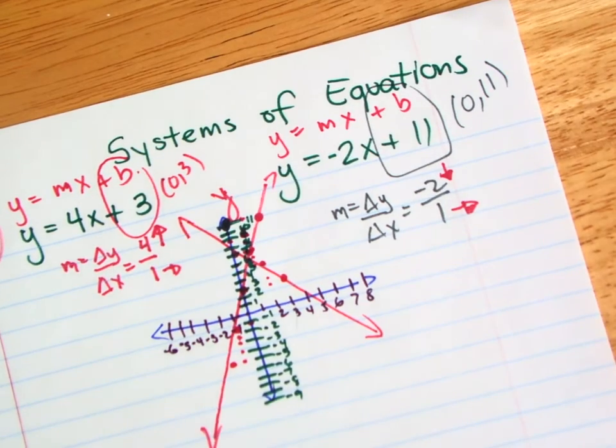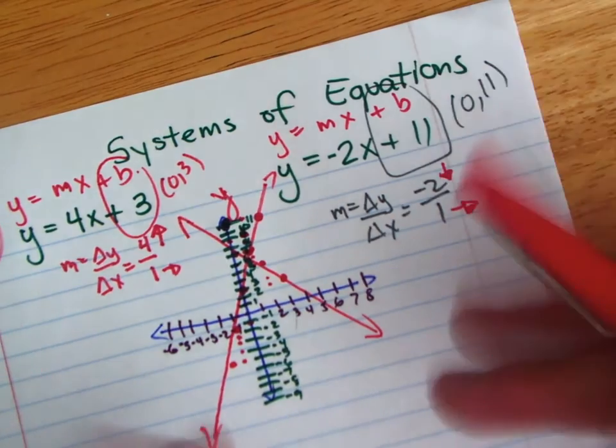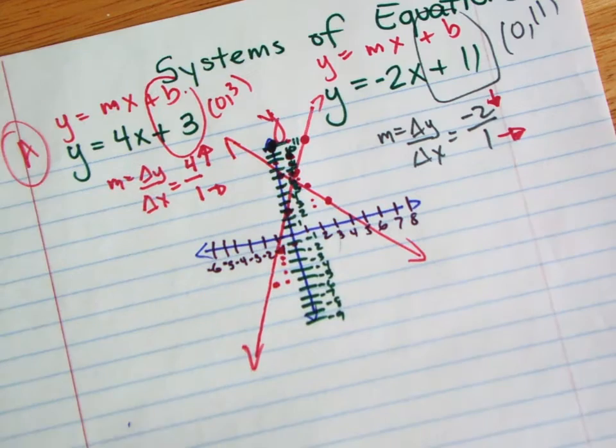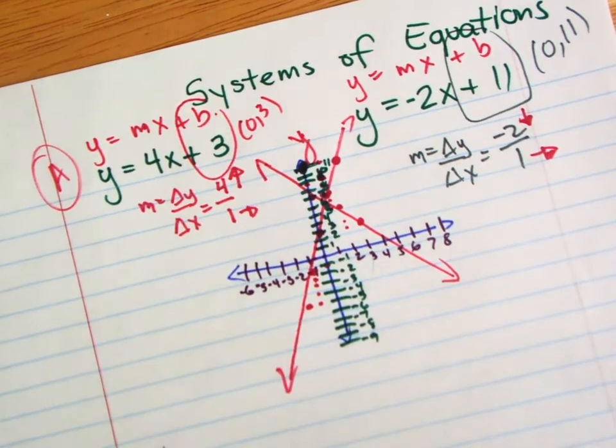But you see how if you don't have graph paper, it looks all sloppy? So then what we did is we said, hey, why don't we solve it without graphing?